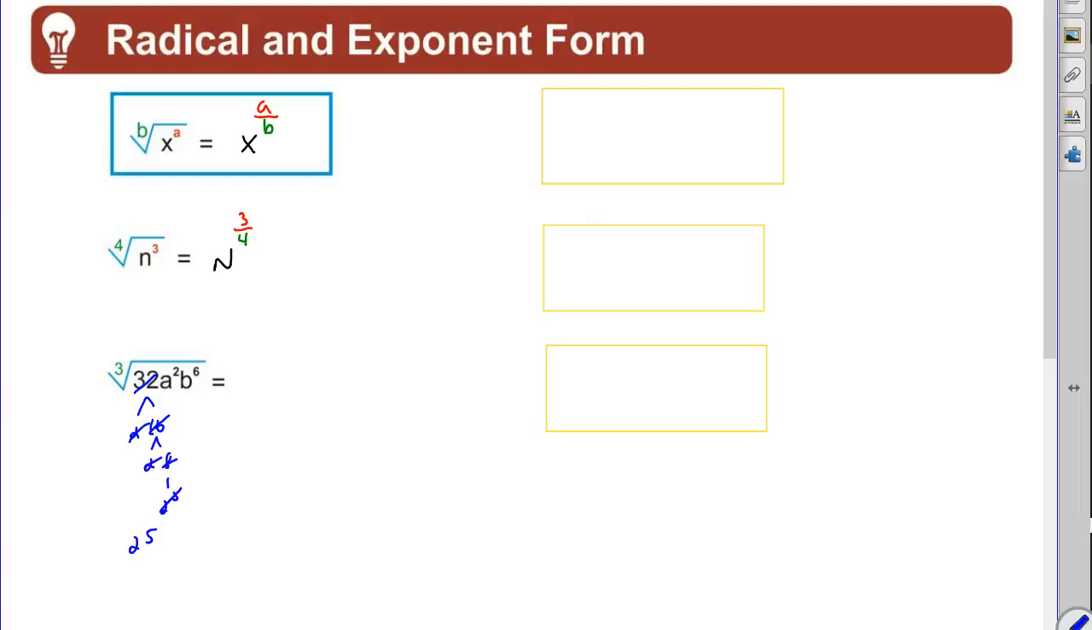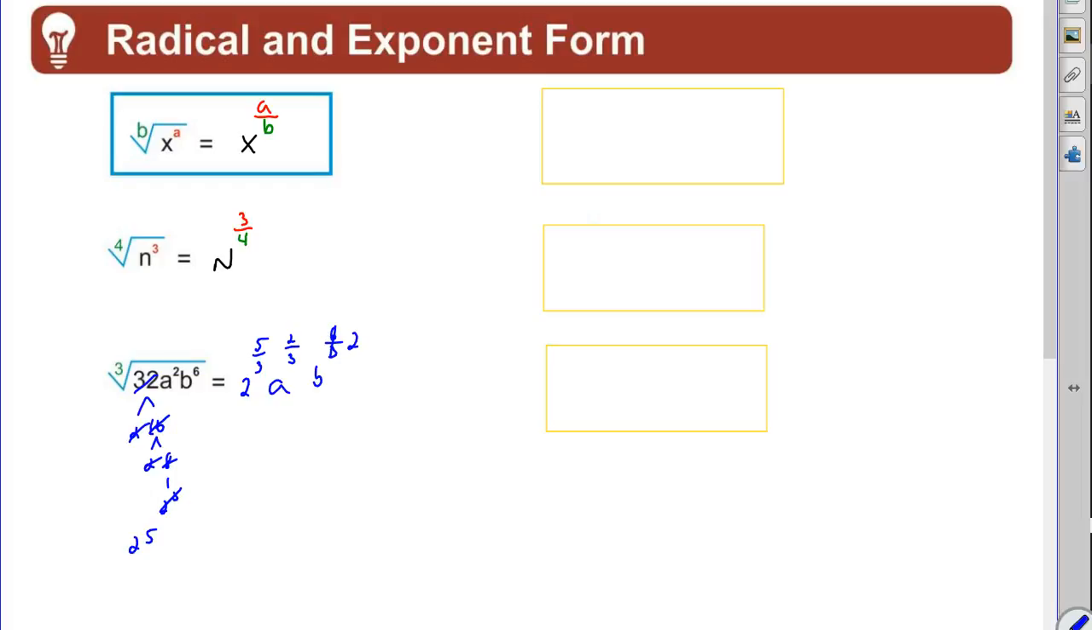And so that's what I'm going to deal with here. So 2 to the 5/3, right? A to the 2/3 and b to the 6/3. And would I leave that 6/3? I wouldn't. I would end up with b squared. And I hope that makes sense.